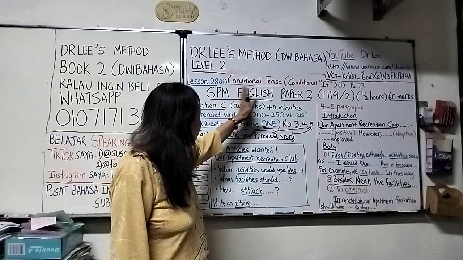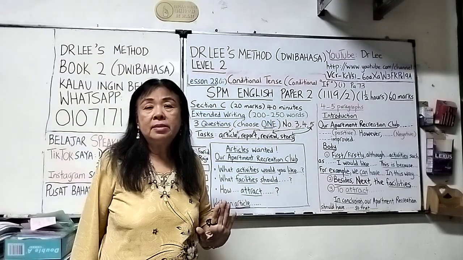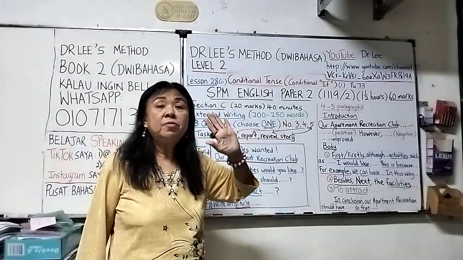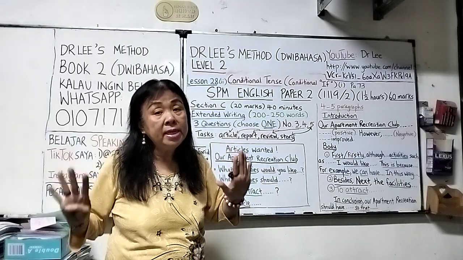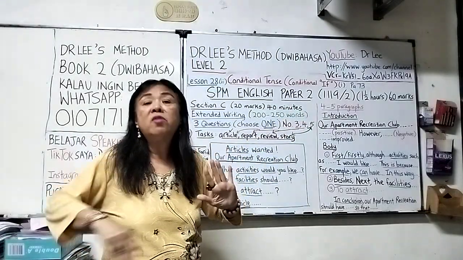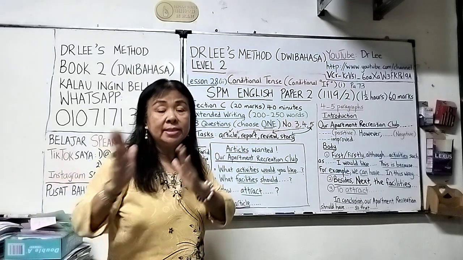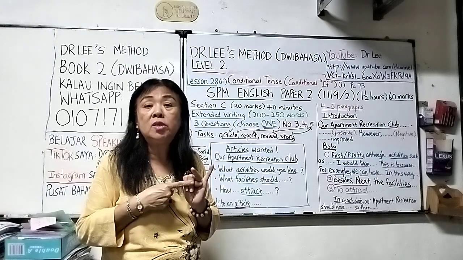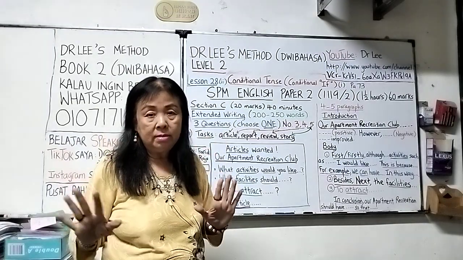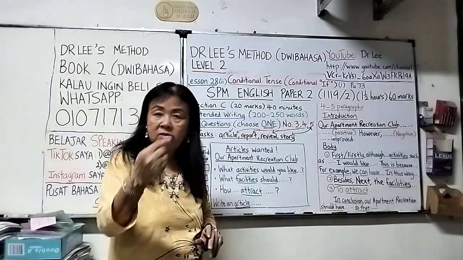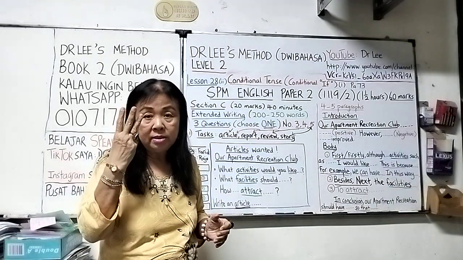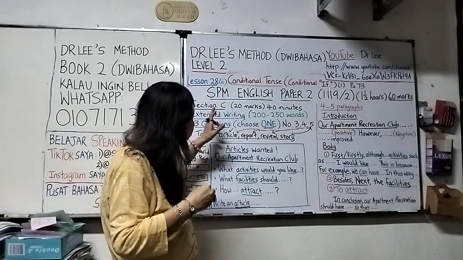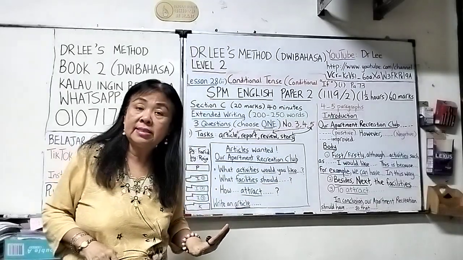Now, you know that the writing paper, which is called paper 2, you have to spend 90 minutes. You are given 60 marks in total. Each section, section A 20 marks, section B 20 marks, section C 20 marks. So you are suggested to spend 40 minutes on this section alone. On question 3, 4 or 5, choose one. So you are given this section C, 20 marks, 40 minutes.